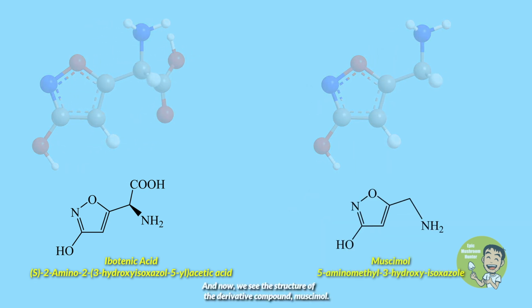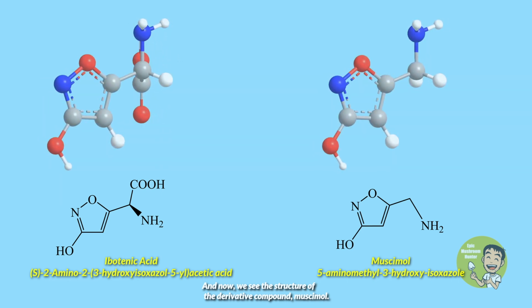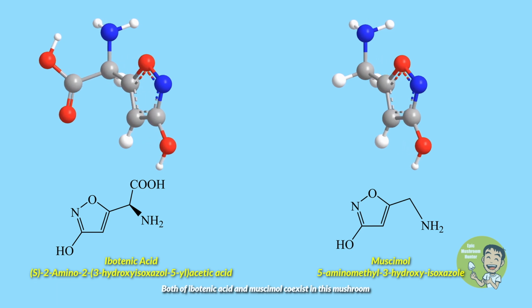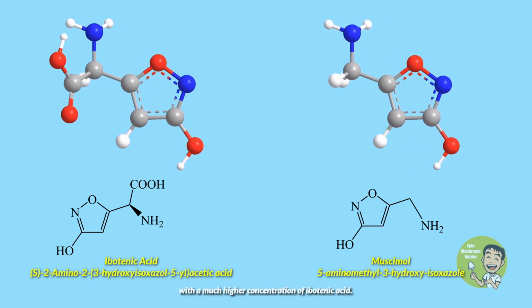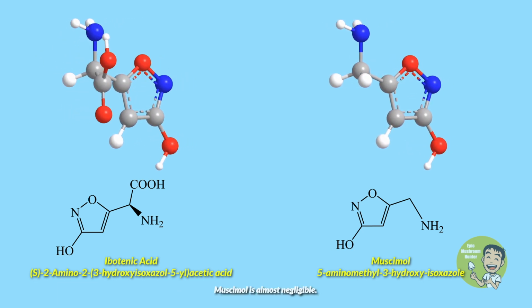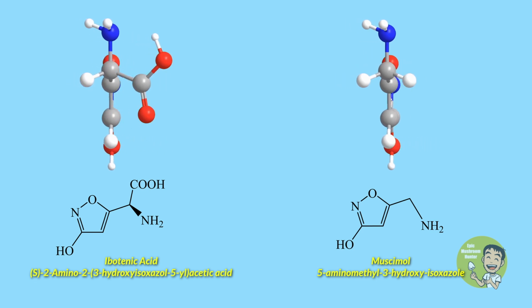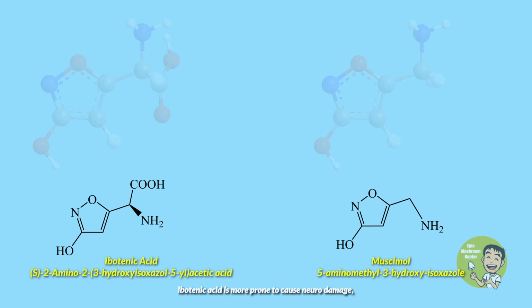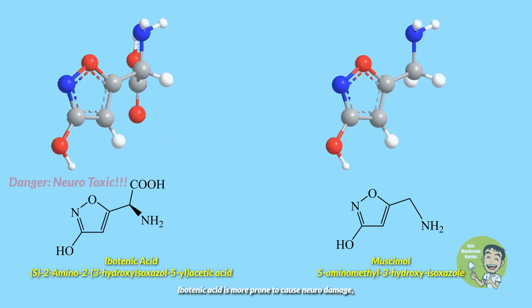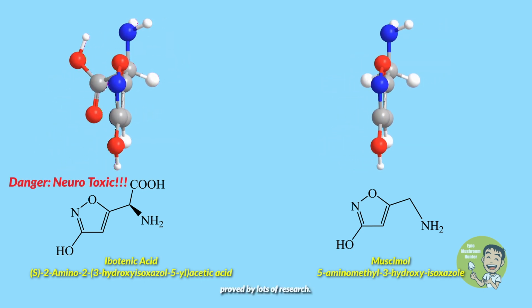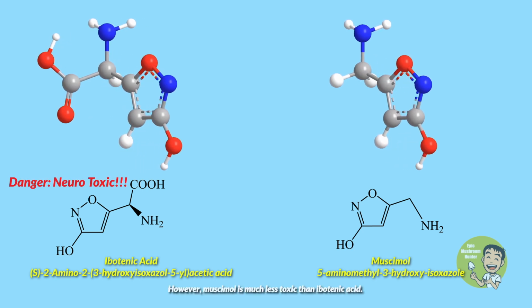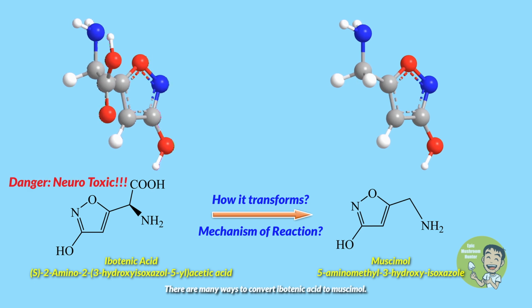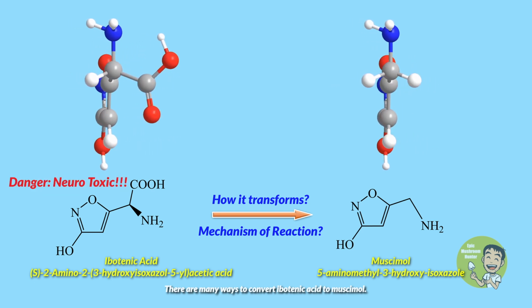And now we see the structure of the derivative compound muscimol. Both ibotenic acid and muscimol coexist in this mushroom, with a much higher concentration of ibotenic acid. Muscimol is almost negligible. Both of these compounds are psychoactive. Ibotenic acid is more prone to cause neural damage, as proved by lots of research. However, muscimol is much less toxic than ibotenic acid. There are many ways to convert ibotenic acid to muscimol.